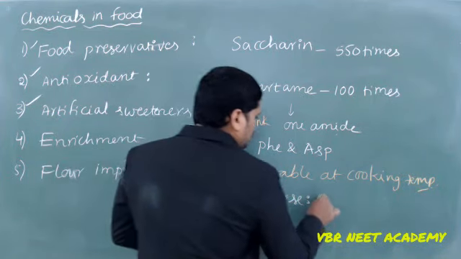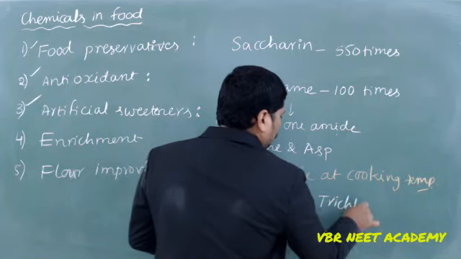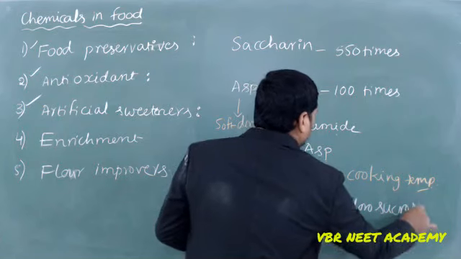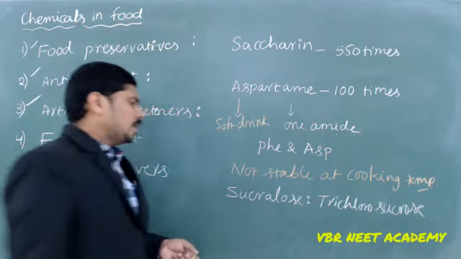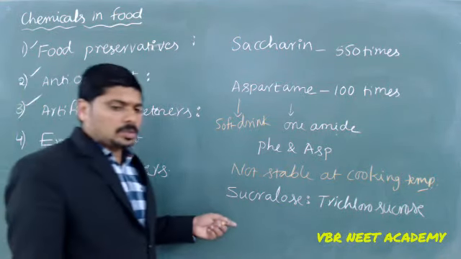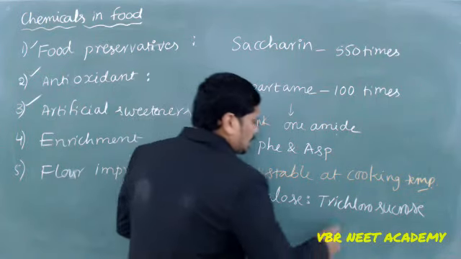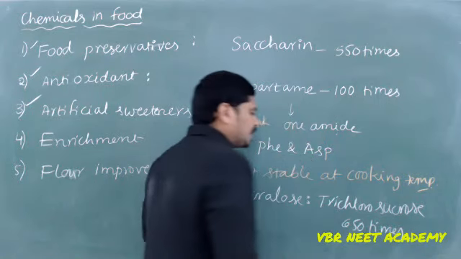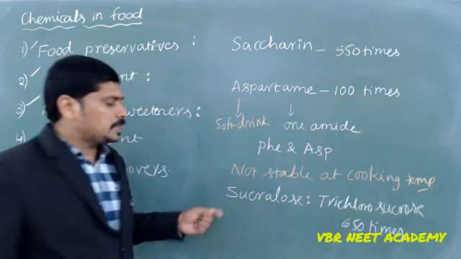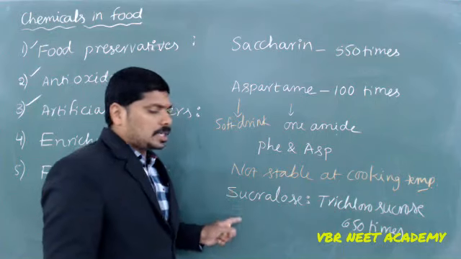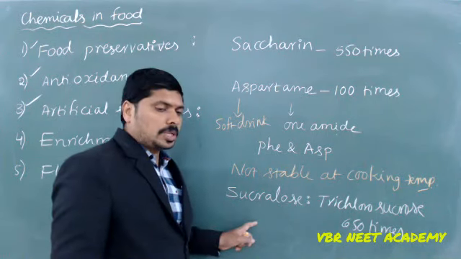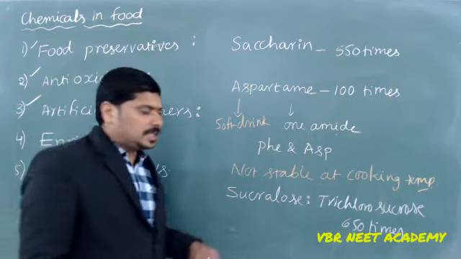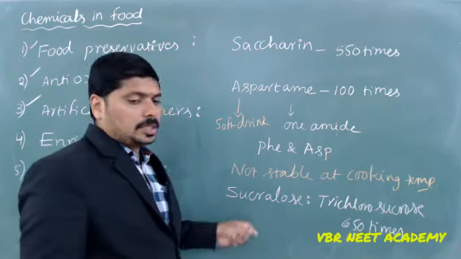Sucralose is a trichlorosucrose. We are going to add 3 chlorines to your sucrose at 3 places. That is going to give sucralose. It is going to be 650 times sweeter and it is going to be stable at cooking temperature. It is also a good alternative for your sucrose and it is not biodegradable in the human body. That is the reason we can use this sucralose widely.